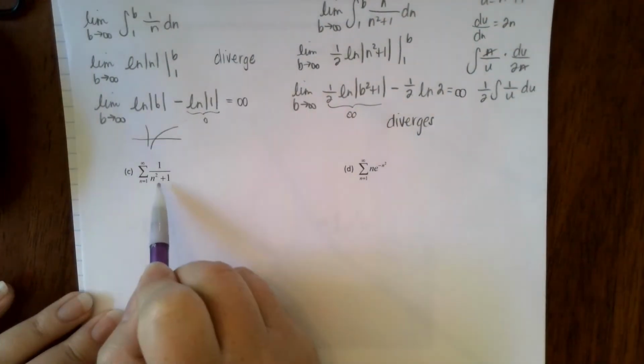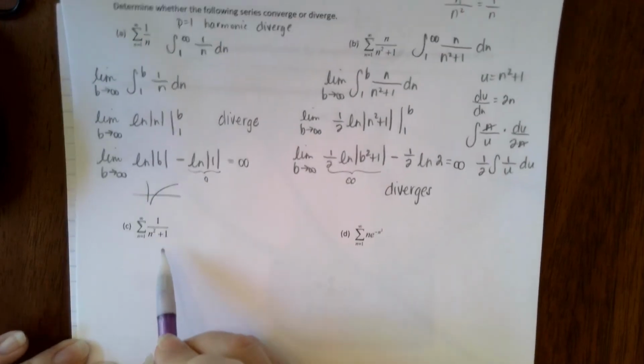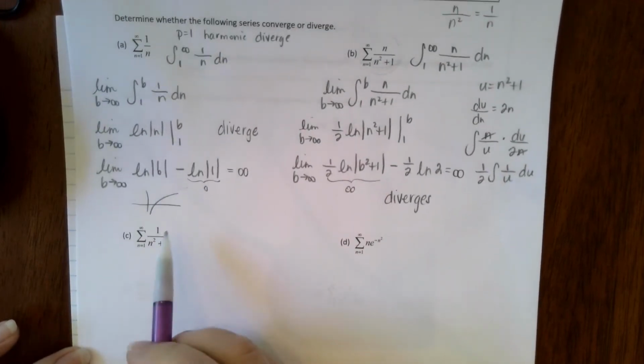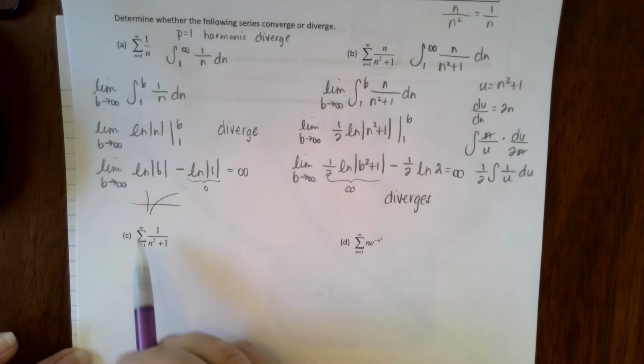Now again, if you're looking at C, if we're just thinking intuition, this is kind of like 1 over n squared. I mean, if you ignore this plus 1, this thing's probably going to act like 1 over n squared, where P is equal to 2. Well, if P is equal to 2 and P is larger, we know that that thing converges. So my guess is that this thing converges.